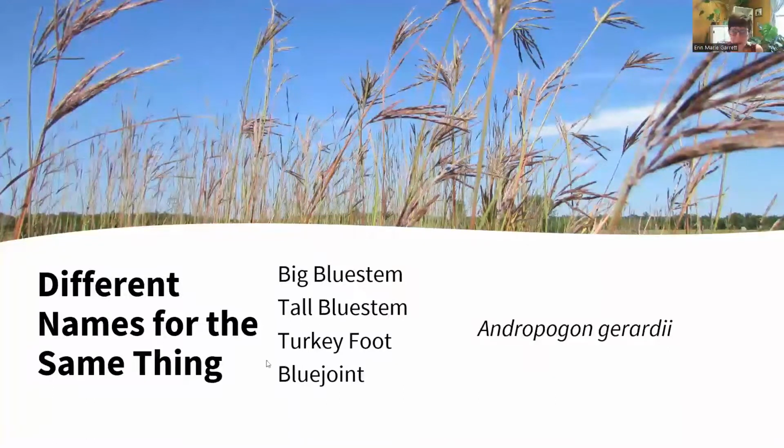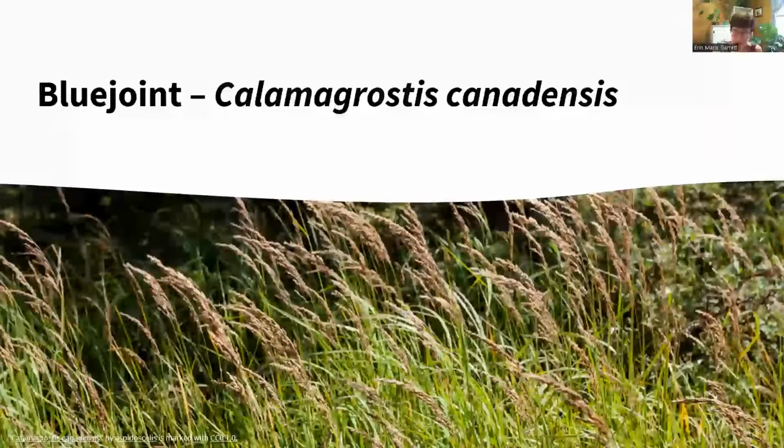Now I want to point out one of these names, blue joint. I was surprised to see it assigned to this plant because when I think of that name, I think of this grass, which is completely different. So the main common name for this grass is blue joint. But you see the Latin is Calamagrostis canadensis, so nothing close to Andropogon gerardii. Okay, so that can be confusing if you were using blue joint for big blue stem as well.